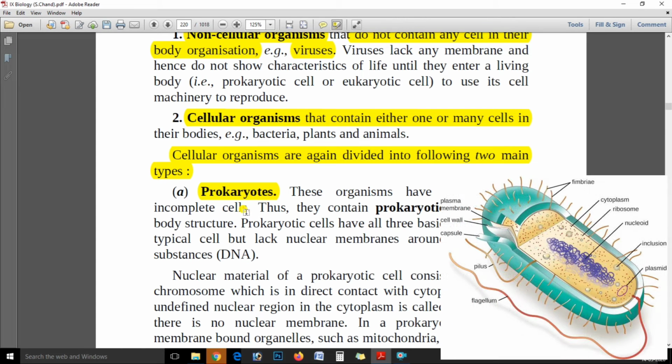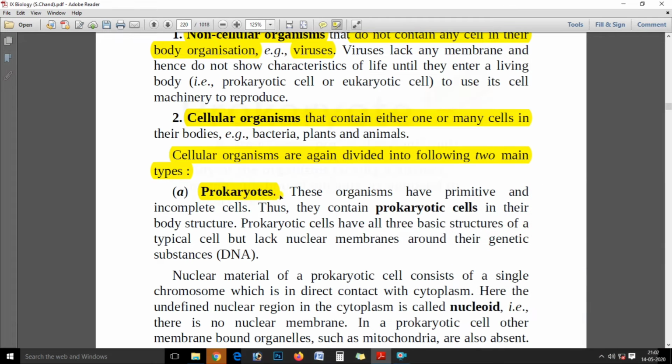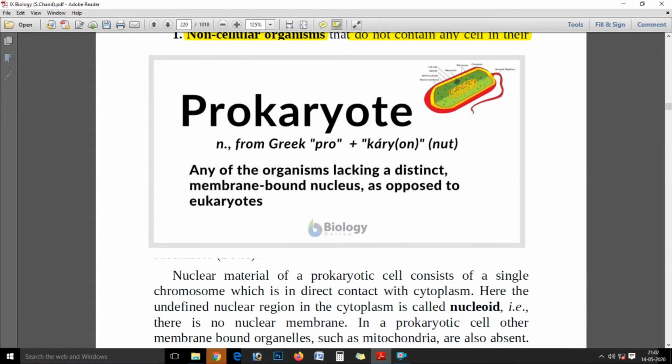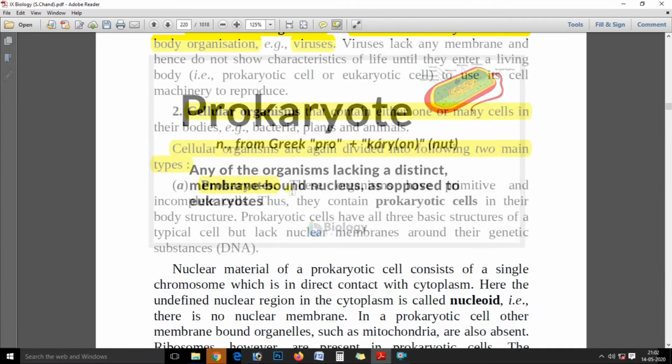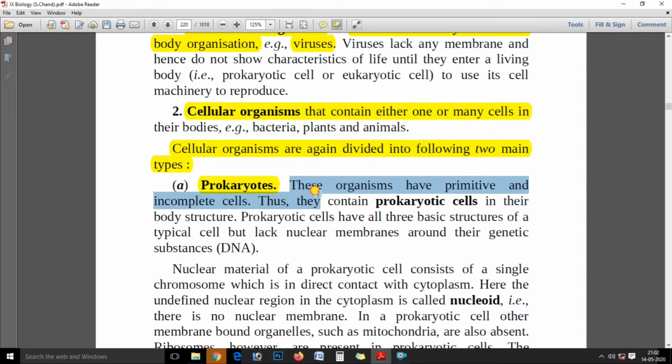The first type is prokaryotes. Now if we break down the word prokaryote, we'll get pro and karyote or karyon. Now these words are basically Greek words. The word pro means primitive or underdeveloped, and karyote or karyon means nut, and here in biology it means nucleus. So you can say that those organisms having primitive and underdeveloped or incomplete nucleus are called prokaryotes.